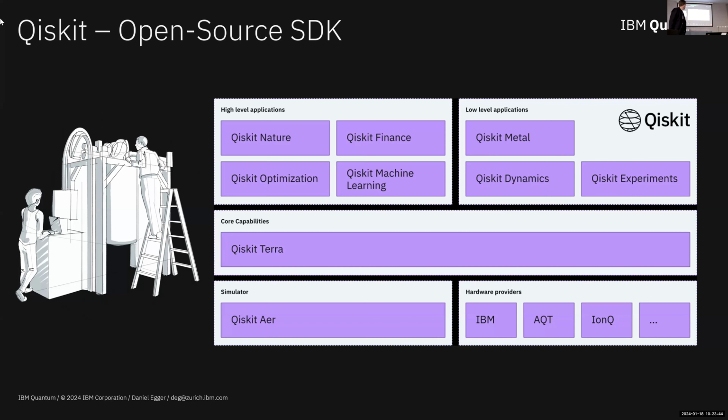And then building up on this core, we have lots of different high-level application modules, like for instance, Qiskit Nature to simulate natural systems. And then we also have a few lower-level applications that allow us to, say, simulate dynamics of quantum systems, like the time evolution of a Hamiltonian under a certain pulse, and then also Qiskit Experiments, which allows us to go and benchmark the quality of these computers.